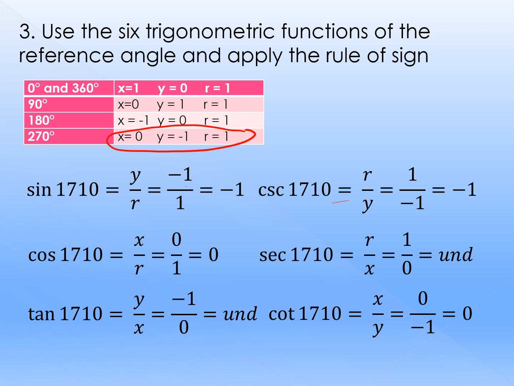So, when are we going to apply this table? We're going to apply this table if the least positive angle coterminal with the given angle measure is a quadrantal angle. Okay? Let's try another example.